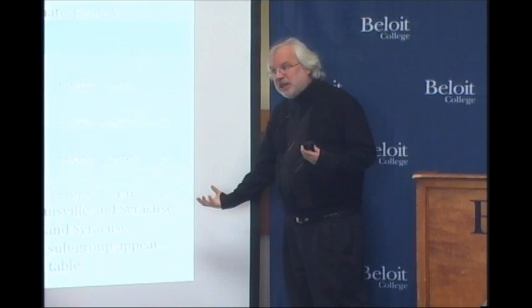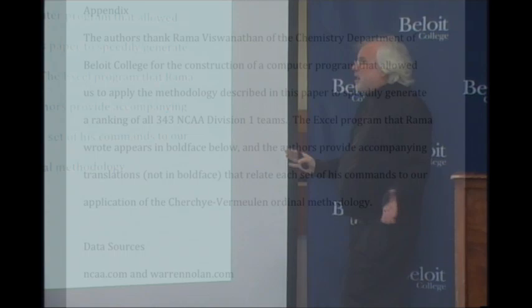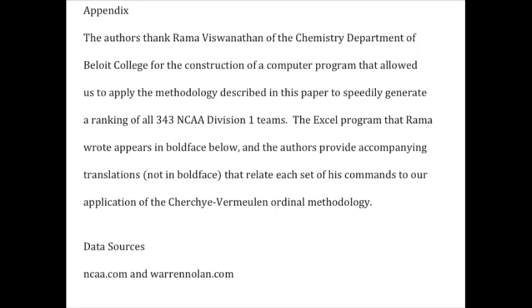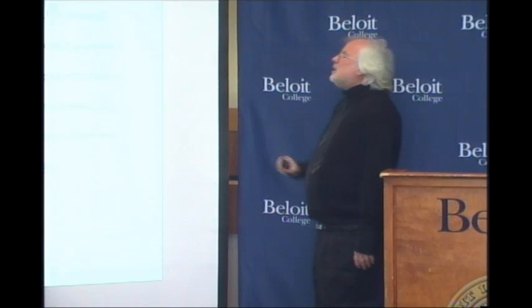Now, when we wrote this paper, there were 343 teams in Division I of the NCAA. Now there are 349, and to construct a table like this to include all 349 teams and compute the dominetrics, you need the assistance of a computer. So let me tip my hat to my friend Rama Viswanathan of the chemistry department, who I went to work with on an Excel program that he wrote for us that implements this ranking methodology. Our appendix to our paper in the Journal of Sports Economics thanks Rama for helping us out with this, and I just reproduce that appendix in order to thank him here again in today's lunchbox talk.